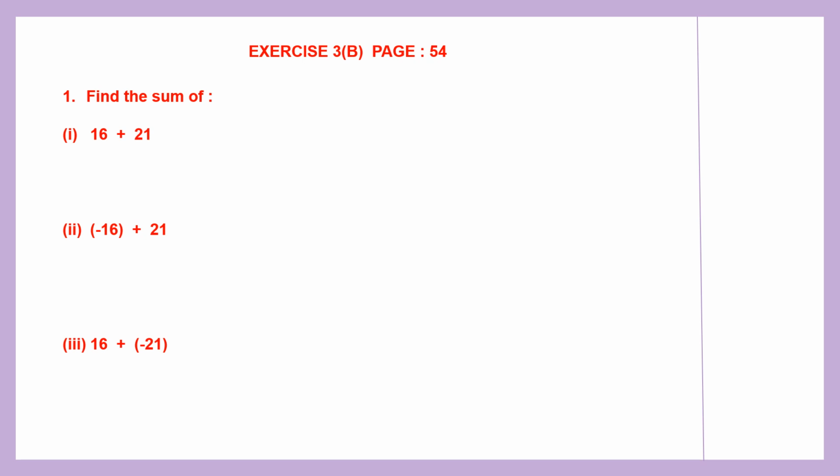Now both are positive, so it's simply 16 plus 21. When signs are the same, we put the same sign and we add. Remember, we need to add. So 16 plus 21. Let's add that up. 6 plus 1 is 7. 1 plus 2 is 3. So the answer here is plus 37. You can even simply write 37 without the positive sign.